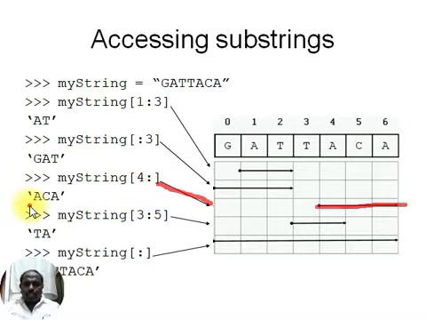A value is printed. Now my string 3 slice operator 5. What values will print? The 3 and 4 values will be printed: TA. If I do not put a starting value or an end value, it will take the complete full string. This is the way of accessing substrings.